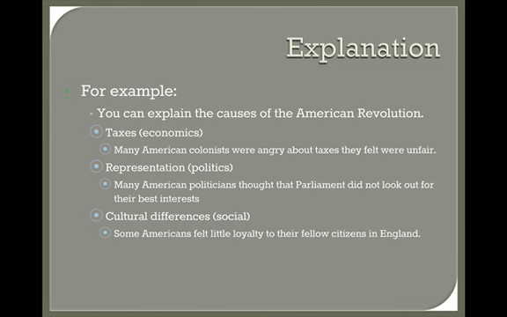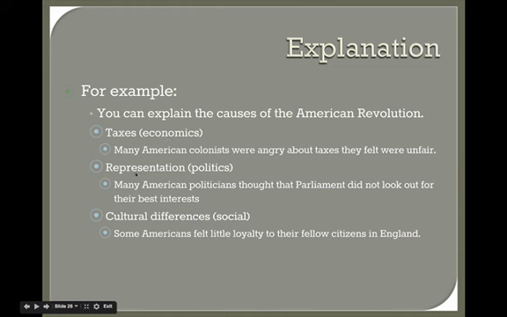Let me give you another example of what this might look like. So, for example, if we talk about the causes of the American Revolution, let's pretend our question is, what are the key causes of the American Revolution? You might go on to explain it in each of your paragraphs. Number 1, my first paragraph is all about taxes. There were economic reasons. So, colonists were angry about taxes.